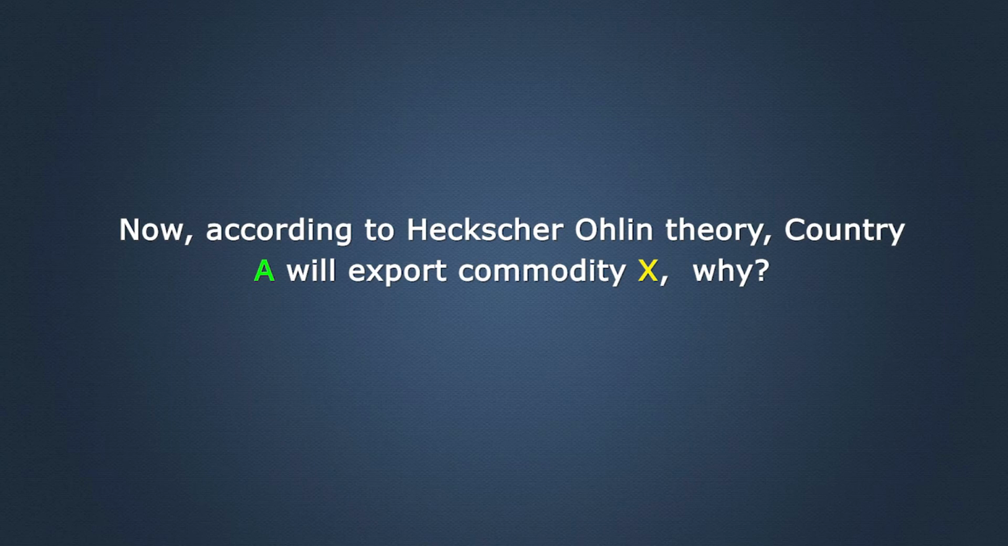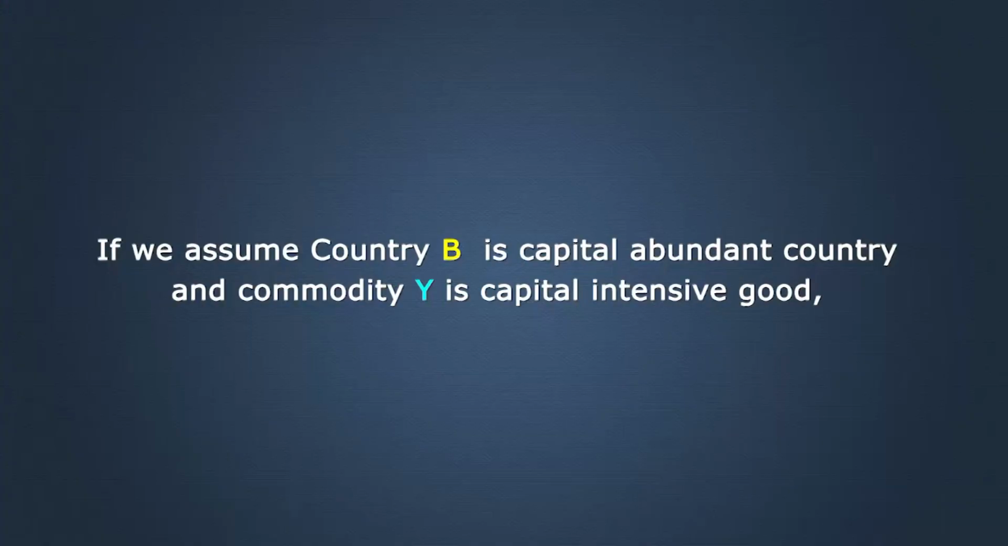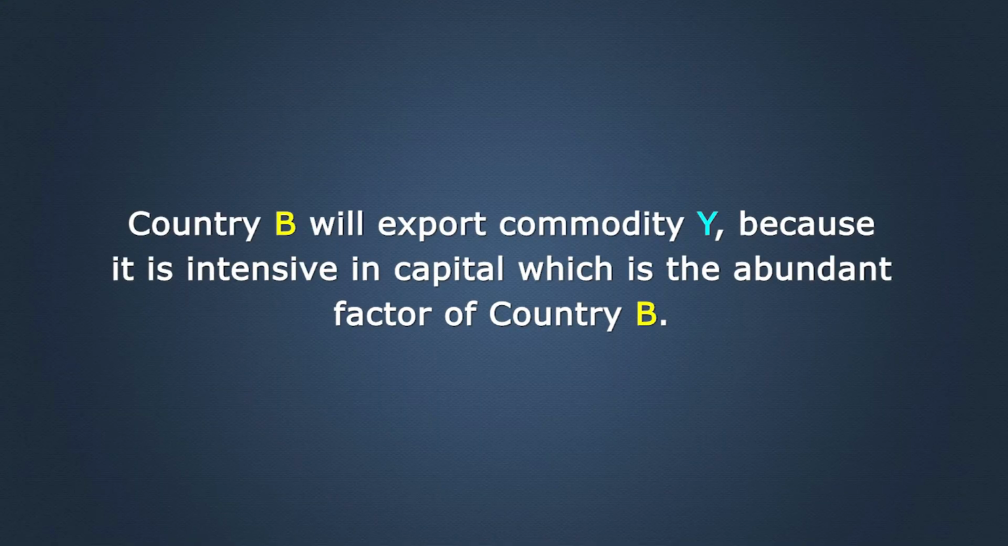Now, according to Heckscher-Ohlin theorem, country A will export commodity X. Why? Because commodity X is labor intensive good and country A is labor abundant country. On the other hand, if we assume country B is capital abundant country and commodity Y is capital intensive good, then what we get from this theorem? We get that country B will export commodity Y because it is intensive in capital, which is the abundant factor of country B.